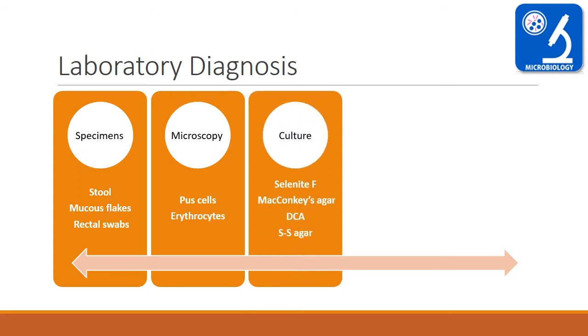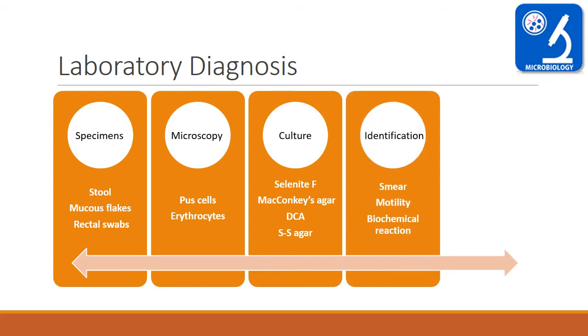Then cultures. You can use selenite F broth as a transport medium. You can use MacConkey's agar, DCA agar and SS agar for isolation of this Shigella. DCA means deoxycholate citrate agar and SS means Shigella Salmonella agar. These are the special media for Shigella.